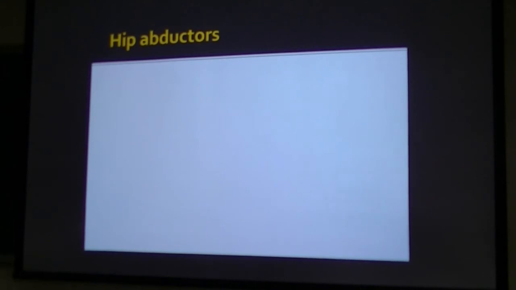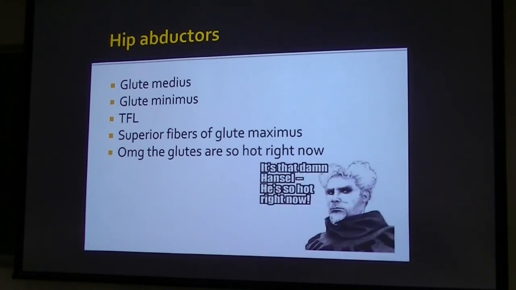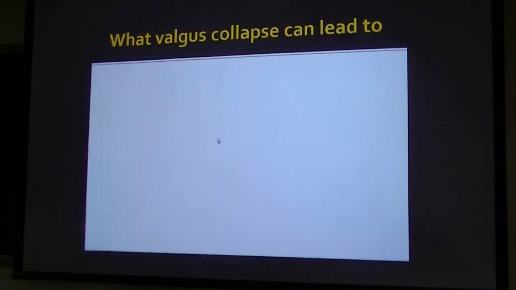Alright, what are some abductors? Gracilis, Sartorius? No. Actually, tight Gracilis would bring you in. Glute minimus, TFL, superior fibers of the glute maximus, and I said, oh my god, the glutes are so hot right now, because they're so super important. Just replace Hansel with the glutes, because just remember, they're super important.